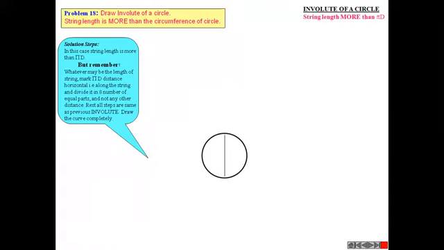Second condition: the string length is more than pi d. With the same diameter, divide the circle into 8 equal parts.